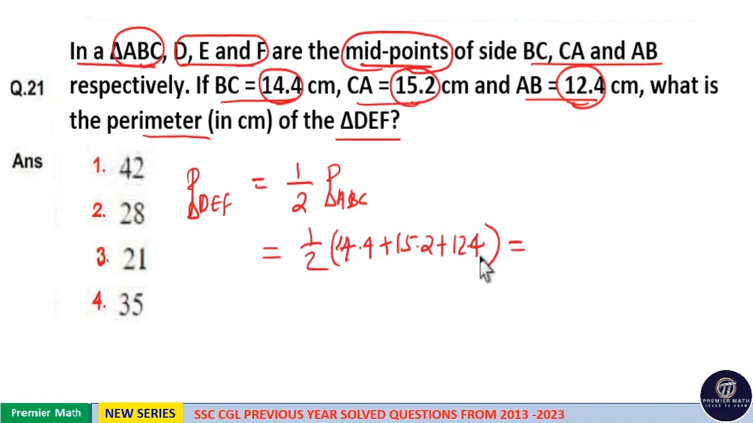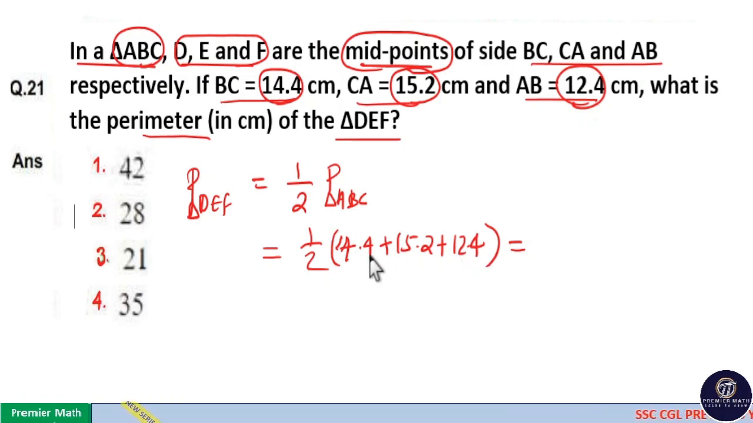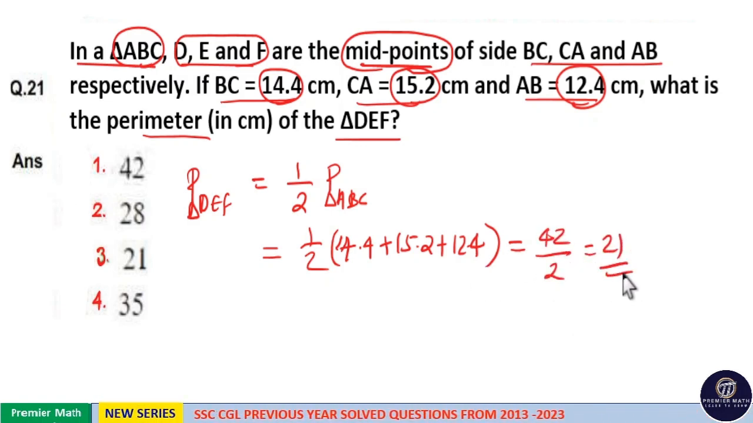This is equal to 14 plus 15, 29, 29 plus 12 is equal to 41, 41 plus 0.4 plus 0.4 plus 0.2 is 1, so 42. So 42 by 2 is equal to 21. So option 3 is your answer.